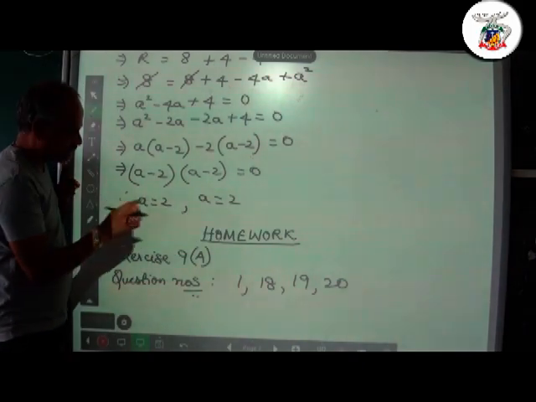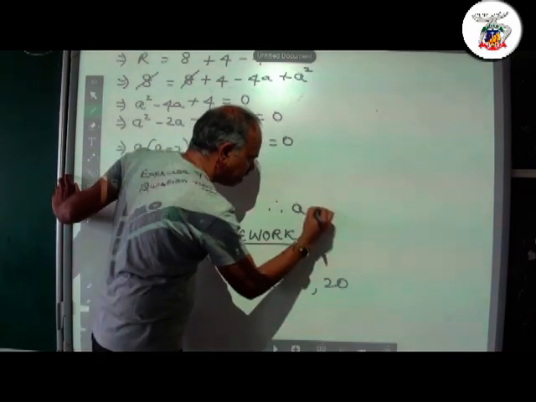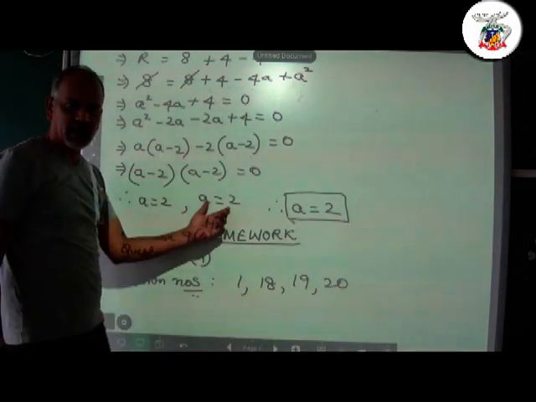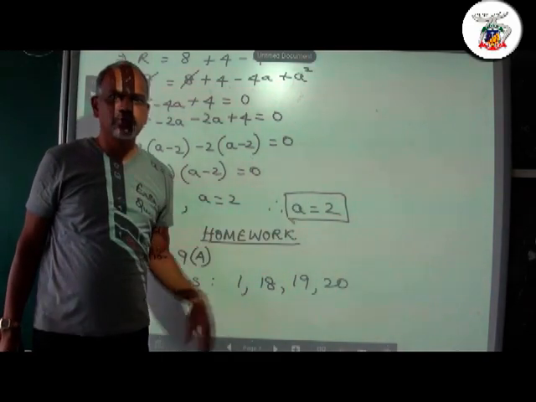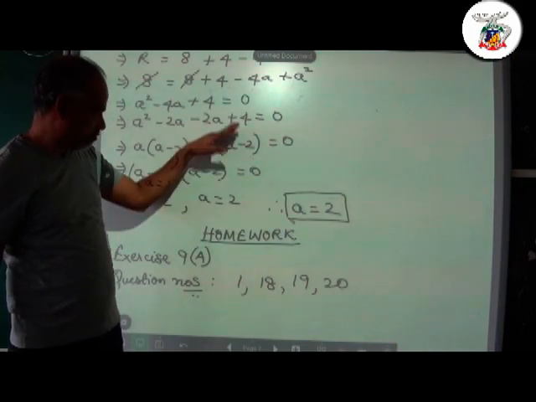Therefore, a's first value from here is 2 and a's second value is also the same, that's also 2. Therefore, you get one a value, therefore a's value is 2 here. You don't have to write 2 twice, okay, because both values are same. So a's value is 2. Okay. So this is the first part which we've completed.